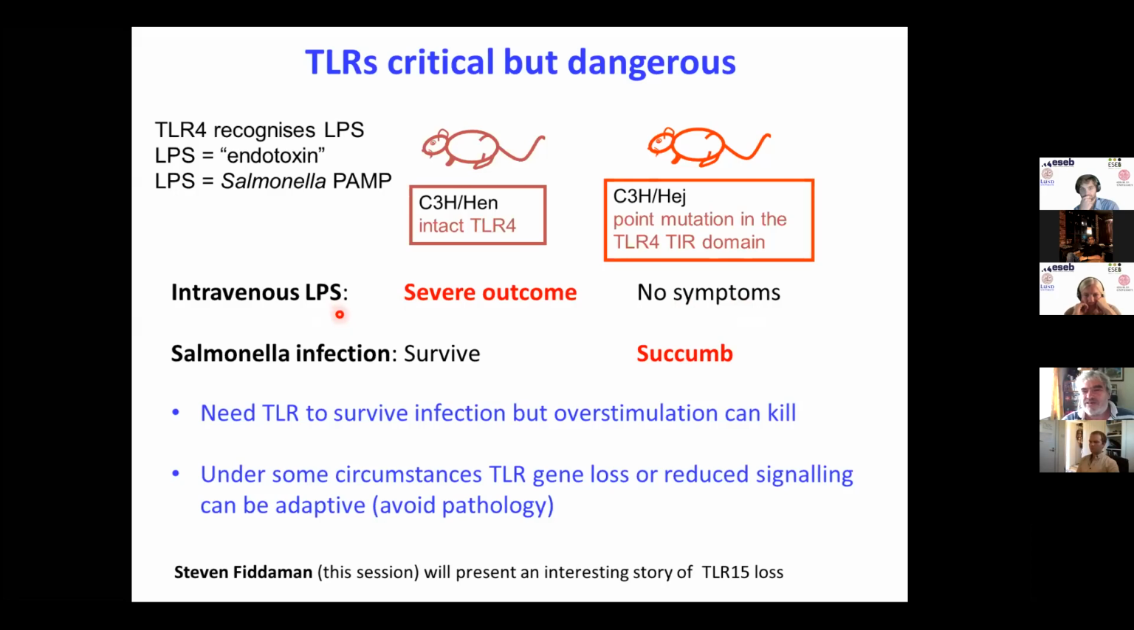However, if you give these same animals an infection with Salmonella, the intact individuals respond quite strongly. They might get a bit sick, but they survive Salmonella infections, whereas the C3H/HeJs succumb to infection because they can't adequately activate the immune response. So this means that we need the TLRs to survive the infection, but overstimulation can kill. And under some circumstances, TLR gene loss or reduced signaling can actually be viewed as adaptive avoidance of pathology. Stephen Fidderman later on in this session is going to present quite an interesting story with toll-like receptor 15.